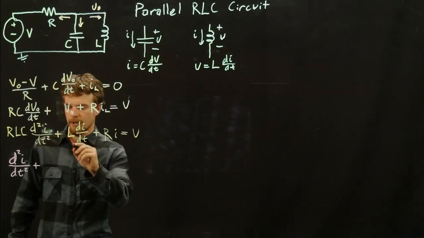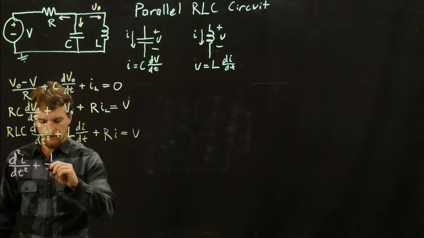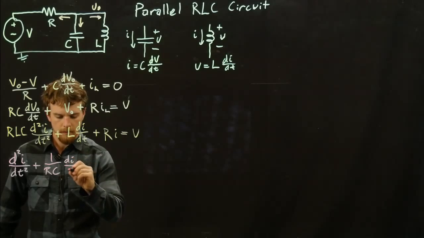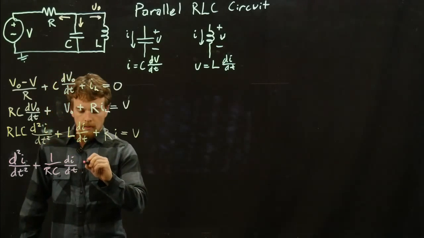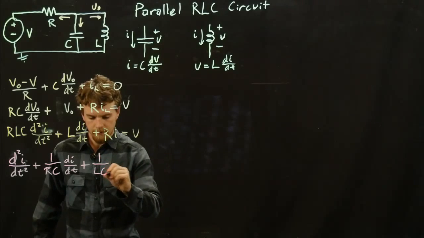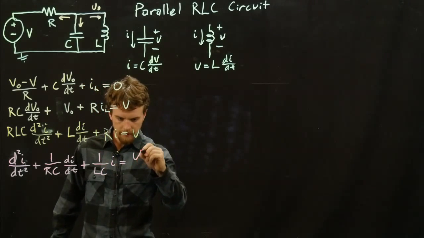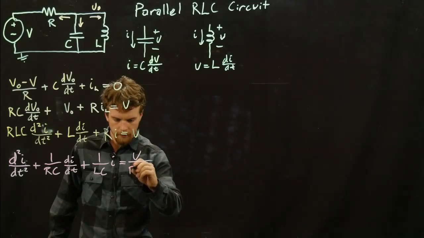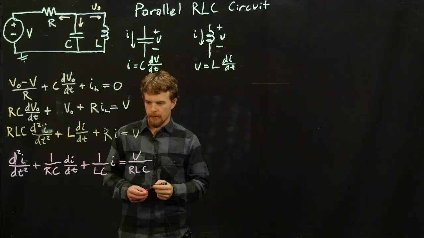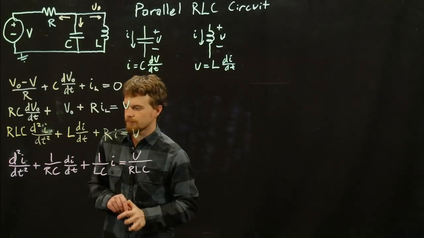So we're dividing through by RLC. So L's will cancel there. We'll get 1 over RC. And the R's will cancel here. We'll get 1 over LC times I. We'll set that equal to V over RLC. Okay, so there's our differential equation in the form we like to work with.